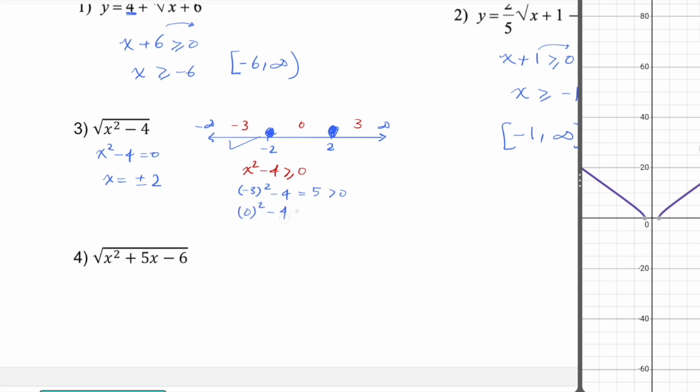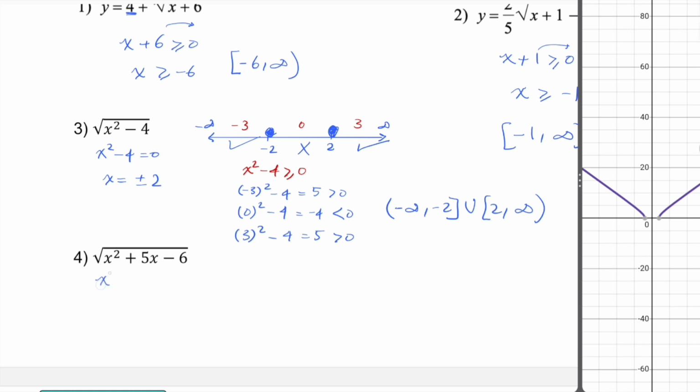0 squared minus 4 is equal to negative 4, less than 0, not part of the domain. And the last thing, the square of 3, 9 minus 4, is also positive 5, greater than 0. So my domain here is the first interval and the last interval, which is negative infinity until negative 2, union, here this has to be closed because we said we have an equal sign, and also this has to be a closed bracket, and open with infinity.